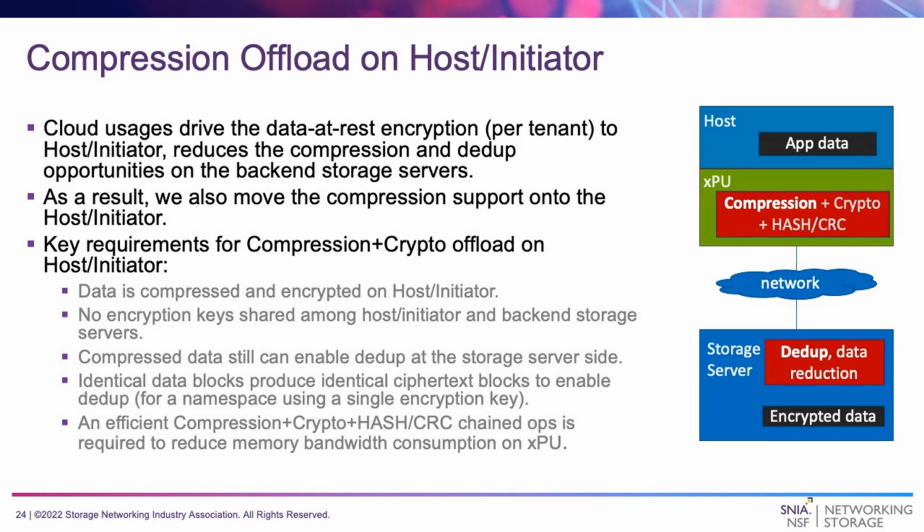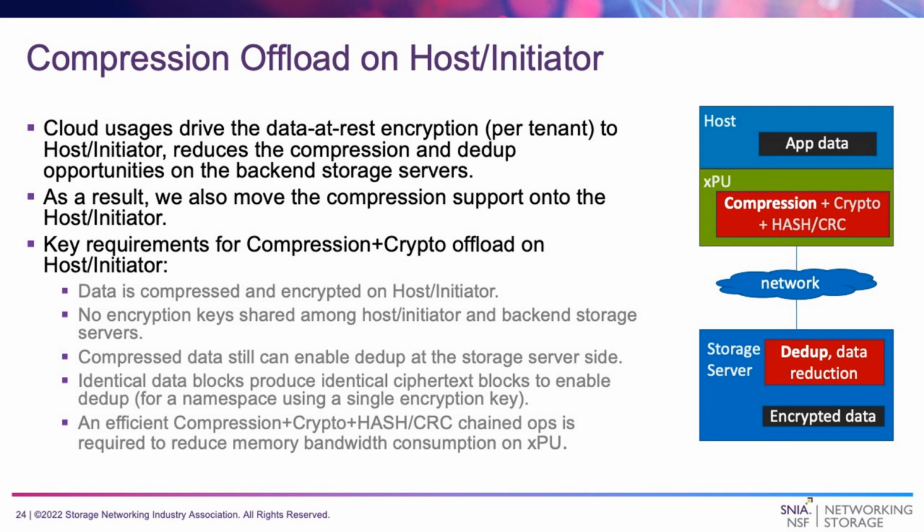Basically, do the compression first, then do crypto, on the host and xPU initiator side. First, data is compressed and encrypted on the host initiator, which is very obvious. The second requirement here is for security isolation. So no encryption keys should be shared among the host and the backend storage server. And then for compressed data, we still need to enable dedupe at the backend storage server. So that's a requirement for the compressed data.